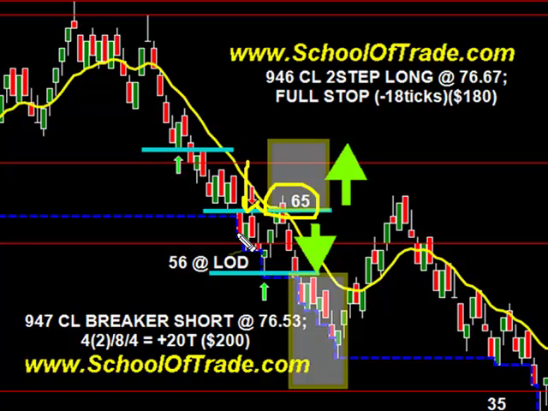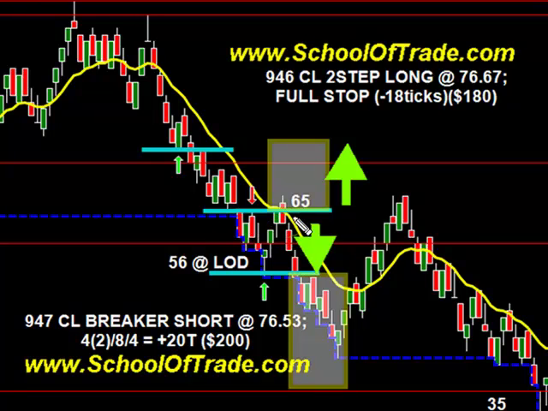We took the trade long, a two-step long, 946. The fill is at 67, so a couple ticks above that swing high. Got a full stop there. We do take stops here in the room. First trade was a loss, so never good to see the first trade being a loss, of course. That's okay, though. We were looking for that breaker short, remember? That's what's coming next. So we took a small loss in the first trade.